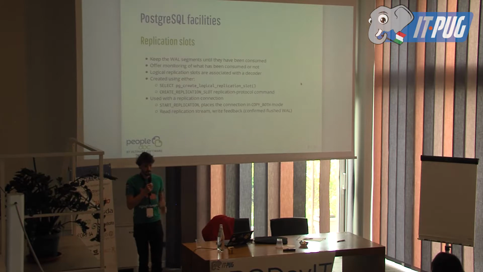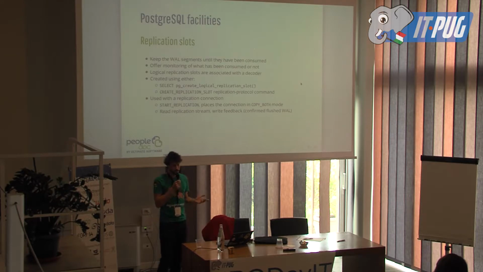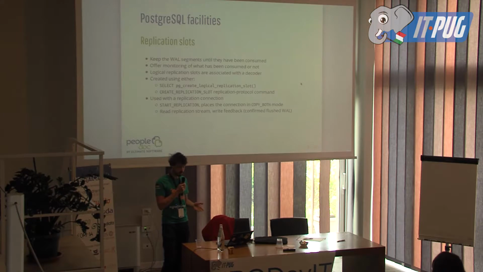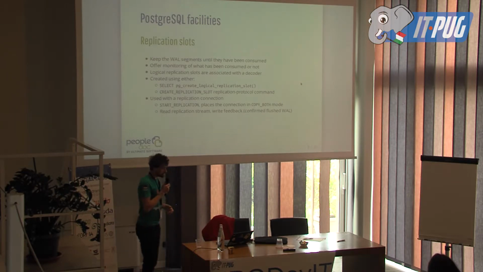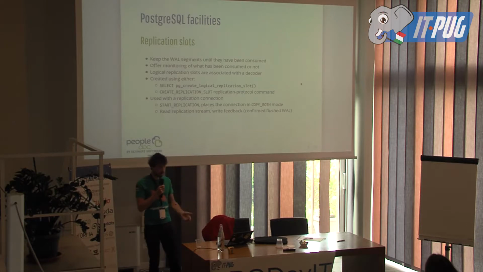So you can either use SQL to create your replication slot. That's when you do it manually. You connect to your Postgres instance using a standard connection, and you call the SQL function pg_create_logical_replication_slot. But the second way to create a replication slot is when using the special replication protocol. In the replication protocol, you have a special replication command that you can send on the wire to create a replication slot.